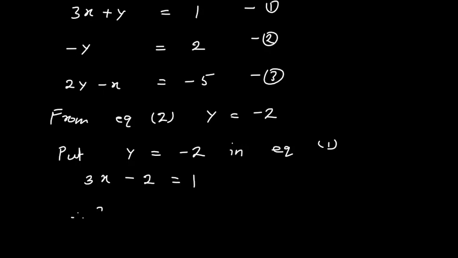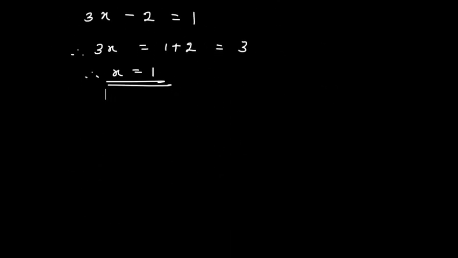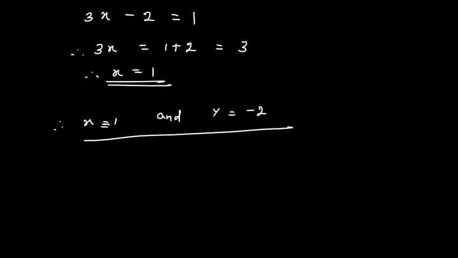So therefore we get 3x is equal to 1 plus 2. 1 plus 2 is 3. So therefore we get x is equal to 3 upon 3 is 1. So my final answer is therefore x is equal to 1 and y equal to minus 2. X equal to 1, y equal to minus 2 is the answer, right?